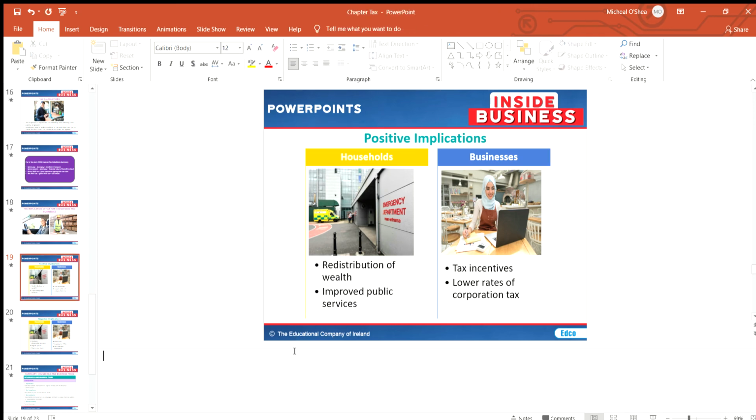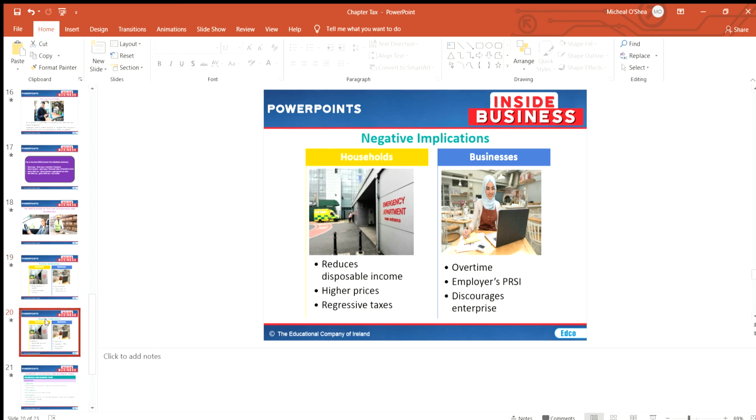So these are the different kinds of things that we can do to develop our public services, and obviously redistributing wealth by paying people maybe a certain wage or social benefits, and these are positives for households. For businesses, well, there's not a whole lot of positives, but we can see here that in Ireland there is a lower rate of corporation tax. It's 12.5%, so it's not that high. And tax incentives as well. Certain businesses might have a tax incentive so that if they take up a certain scheme, they can reduce the tax that they have to pay. I wouldn't say overly positive for a business, but it is for society.